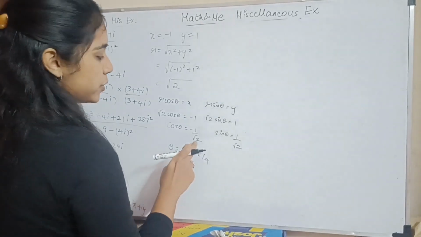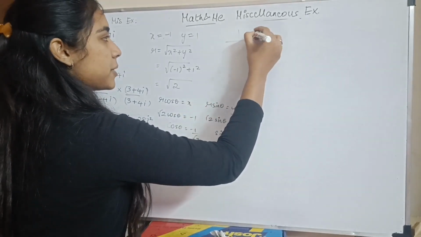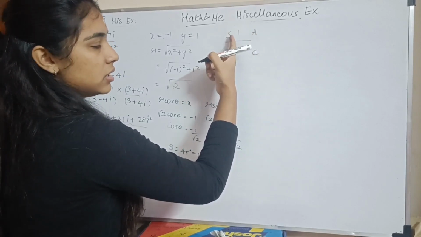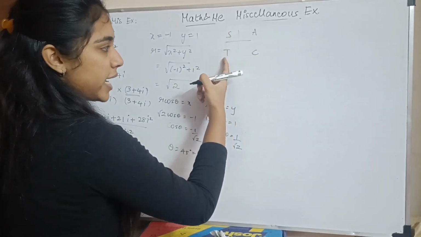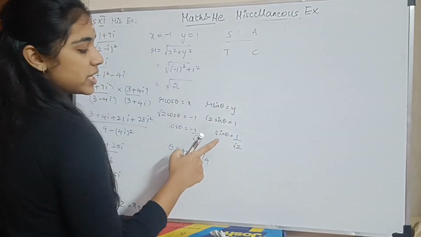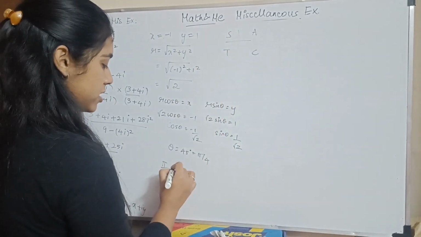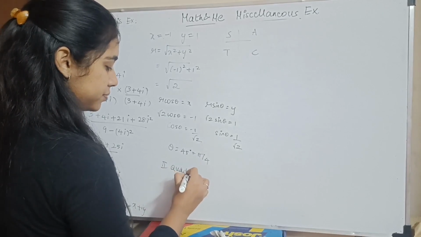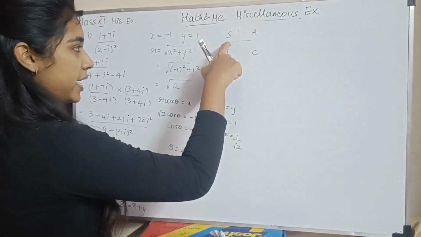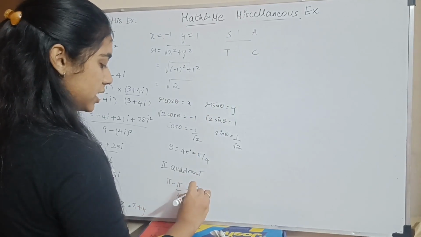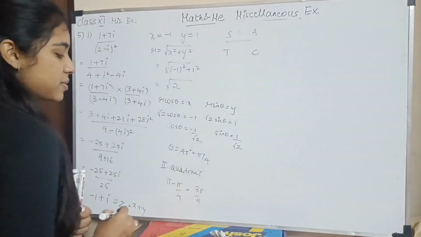But I need to find out which quadrant it is in. So All Silver Tea Cups rule: all means everything is positive, then only sin is positive, only tan is positive, only cos is positive. So sin positive, cos negative, we are in the second quadrant. So second quadrant. So what is my value of theta? Pi minus theta. So it will be pi minus pi by 4, which is 3 pi by 4. So this is my argument.